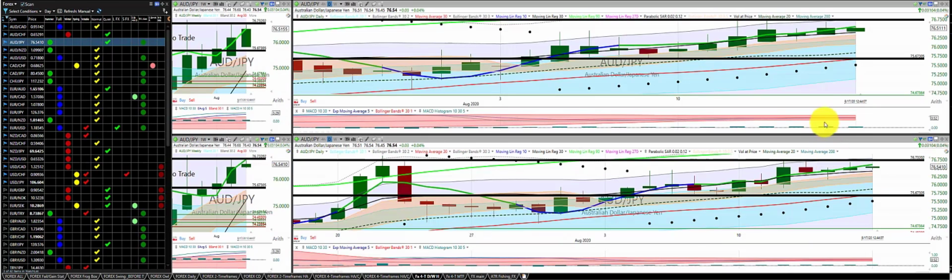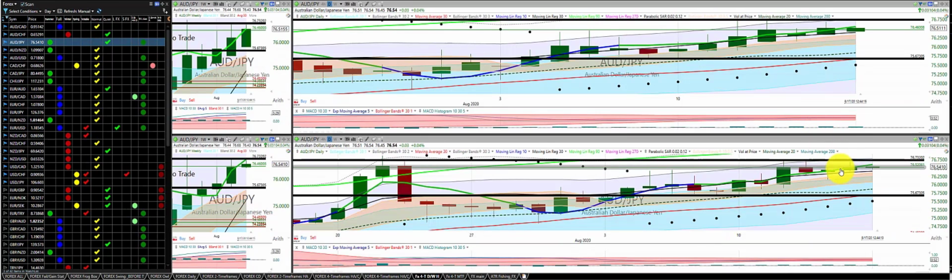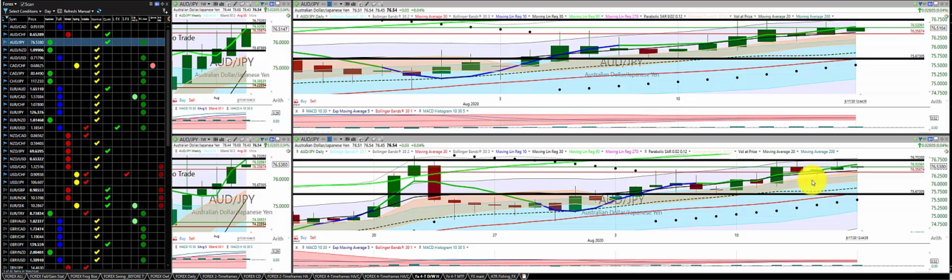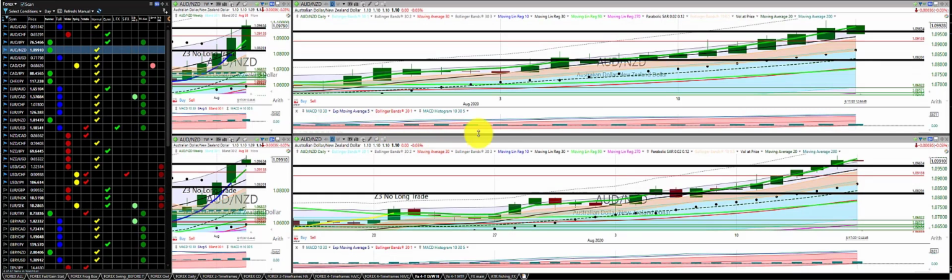Aussie dollar Japanese yen, we're in this trade. We had a daily bracket here, and I'm going to move the stop up to the hump of the dragon. We got the RL 30, potentially more price action to the long side. Aussie dollar, New Zealand dollar, we're in this trade. I'm going to move the stop up to the RL 30, which is the low of the second indicator candle.